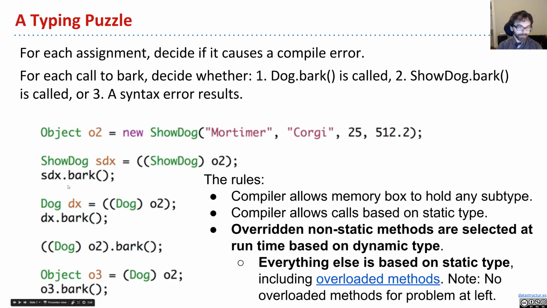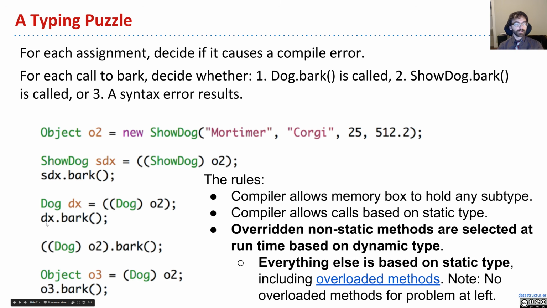Okay, next up. Now, let's try and cast our Object as a Dog. So the static type of o2 is Object. The static type of (Dog) in parentheses o2 is Dog. So the compiler says, is a Dog a Dog? Yes. So it allows this. Now we do dx.bark. To decide whether or not this is allowed, the compiler says, yes, it is, because a Dog has a bark. Okay, good.